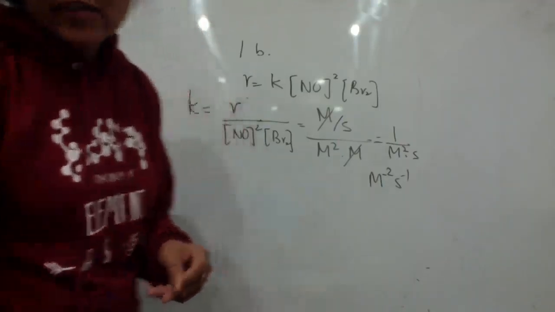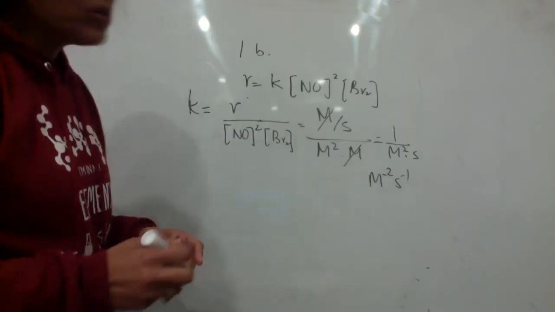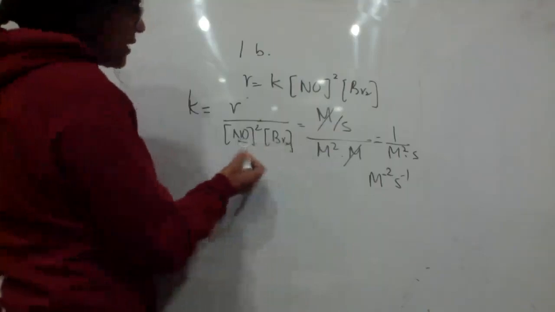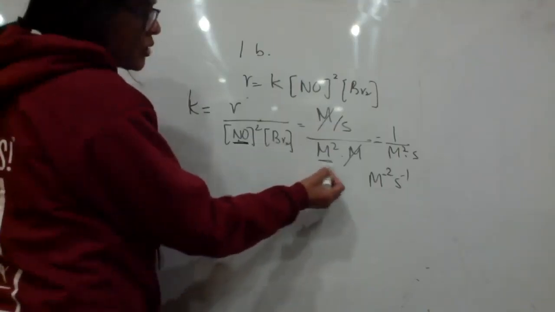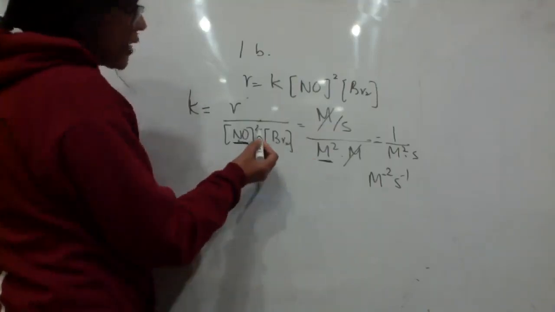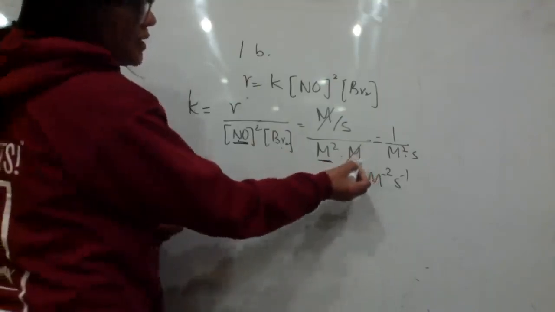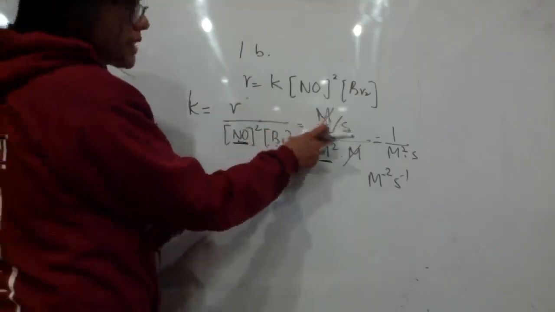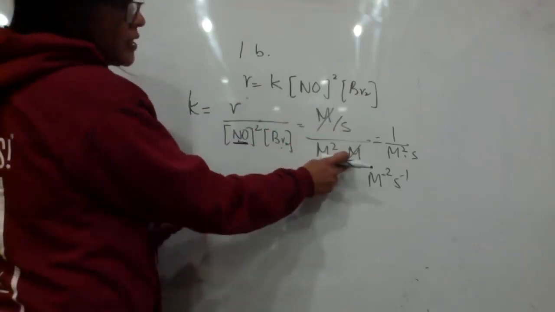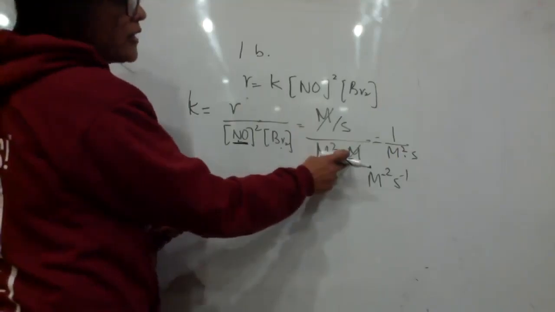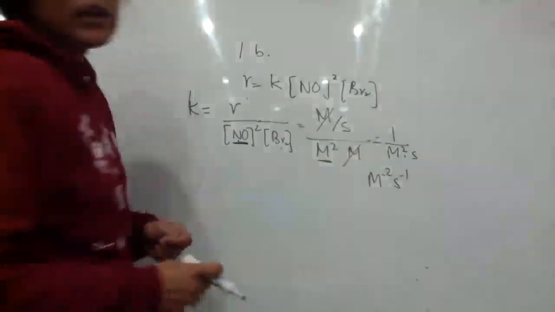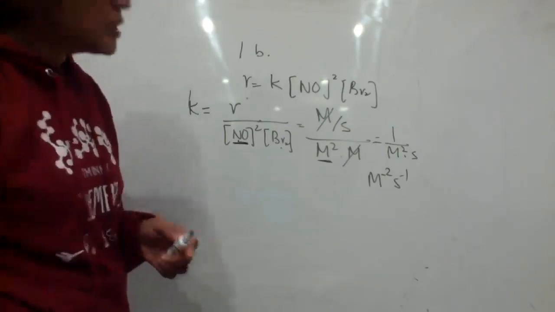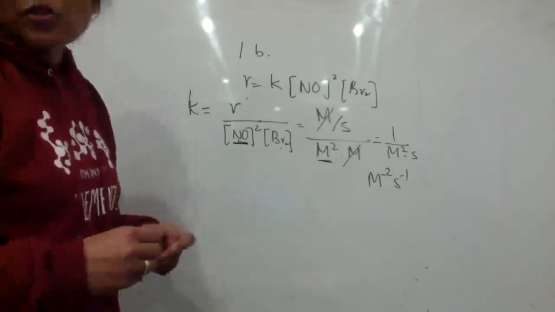No, we did not ignore, Daniel, the units for NO and Br2. Remember, NO's units are molarity squared, so we put it here. NO's here, we put NO's unit here. Molarity with a square. Molarity for bromine here. You don't ignore it. So I put the units for rate, molarity per second, and this is molarity squared and molarity. Molarity and molarity cancel out, hence you have 1 over molarity squared second. We do very much take into account the units of NO and Br2.